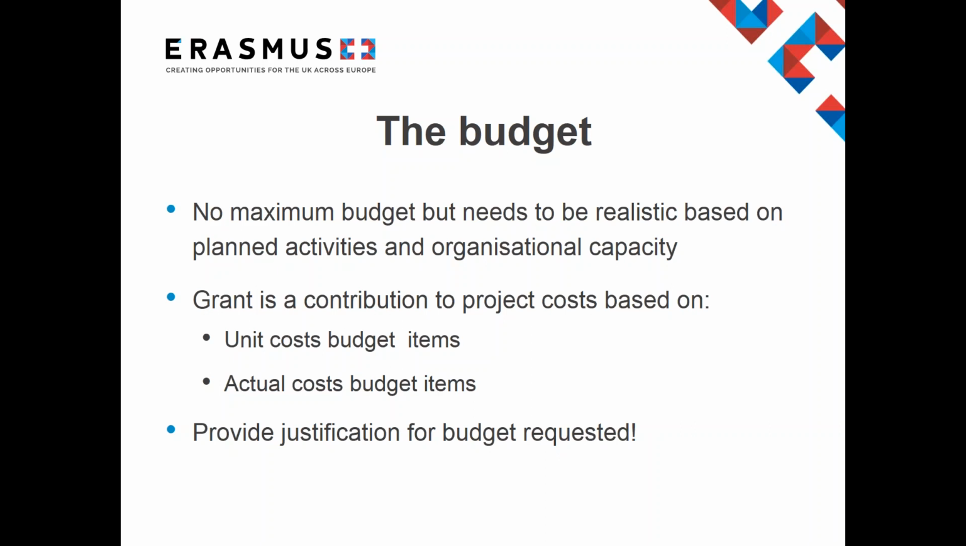There are unit costs contributions and actual costs contributions. With unit costs, the funding is automatically calculated depending on the unit. This can be the number of participants for a certain duration or a set cost per distance travelled, for example. Budget headings using unit costs are travel, organisational support, individual support and linguistic support where eligible, as we've seen. Funding for actual costs is obviously based on the real cost of the item or service, but only a certain percentage of the cost will be covered. Budget headings using actual costs are special needs support up to 100% and exceptional costs.